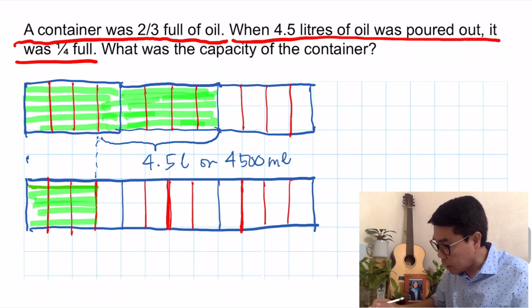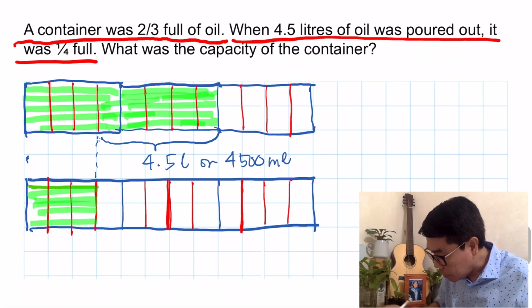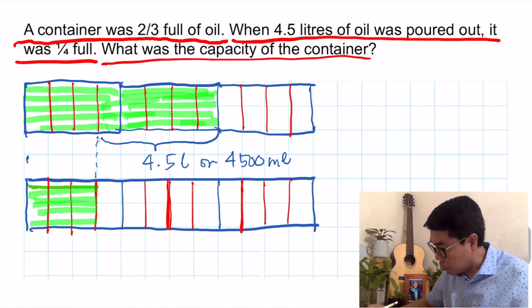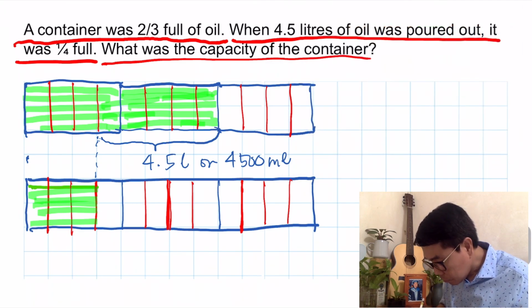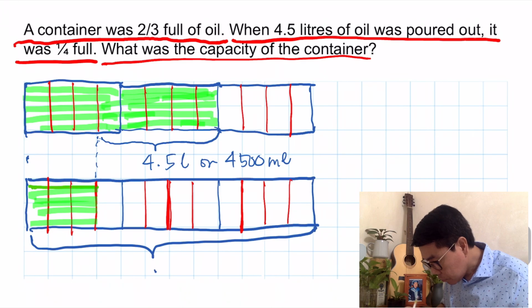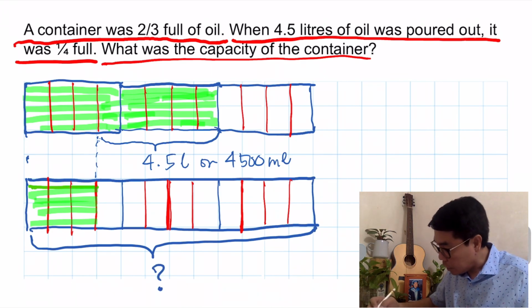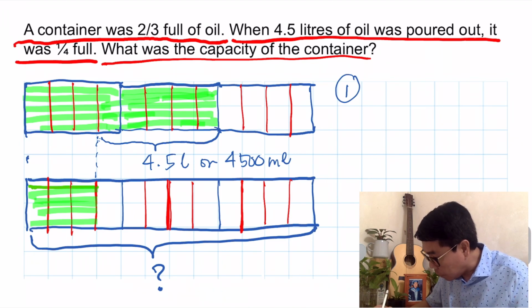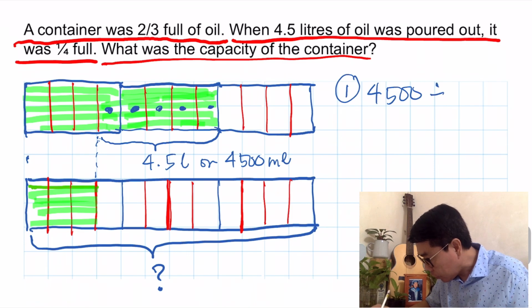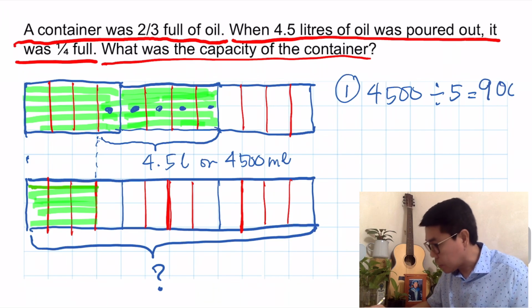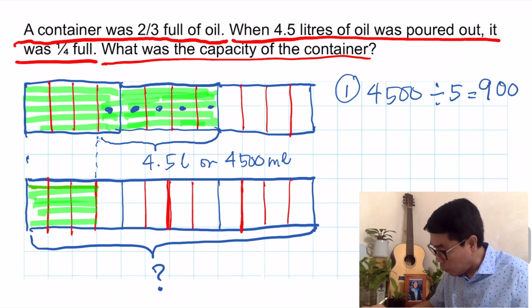Now, what was the capacity of the container? We're looking for how much that is in all. So what should we do? First, we have to divide 4,500 ml by how many parts here? 1, 2, 3, 4, 5. Divided by 5. 45 divided by 5 is 9, and then 0, 0. So that is 900.